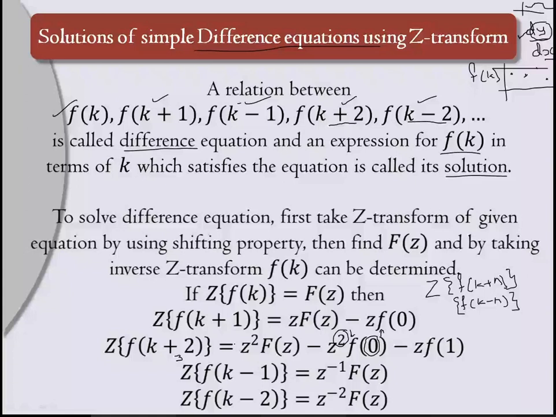Now, the next formula is for Z transform of f of k minus 1, and the formula is z raised to minus 1 F of z. For k minus 2, it is z raised to minus 2 F of z. So like that, we have the standard formulas. For k minus n, Z transform of f of k minus n is z raised to minus n F of z. So carefully remember these formulas. We use these formulas while solving problems on difference equations.